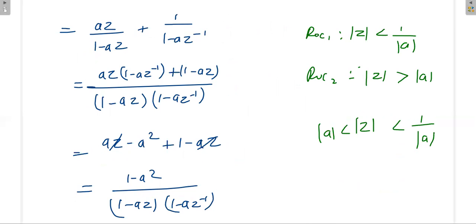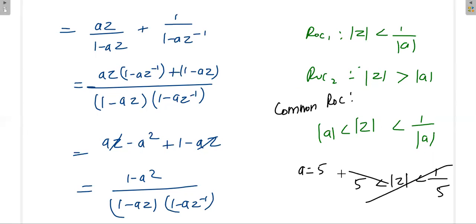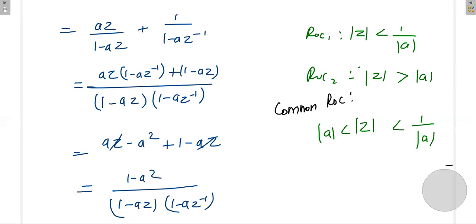For this to be true, what is the condition? What should be the value of a such that it satisfies this inequality? Definitely a has to be less than 1. Suppose a is 5, we cannot write like this. This is completely wrong. But if a is less than 1, for example 1 by 5, then what is 1 by a?